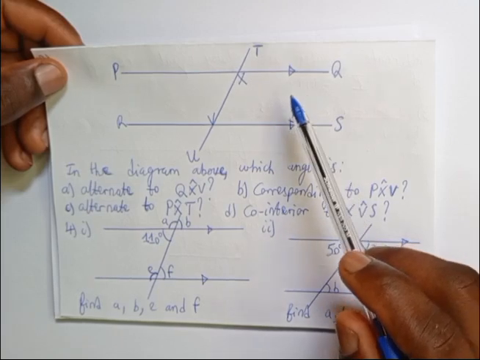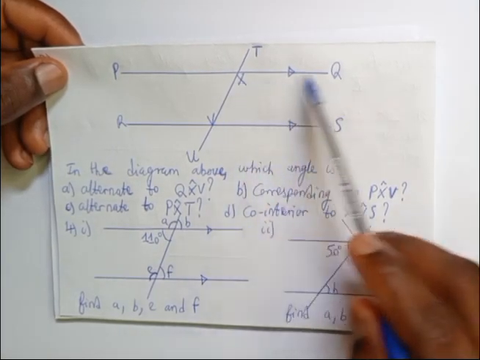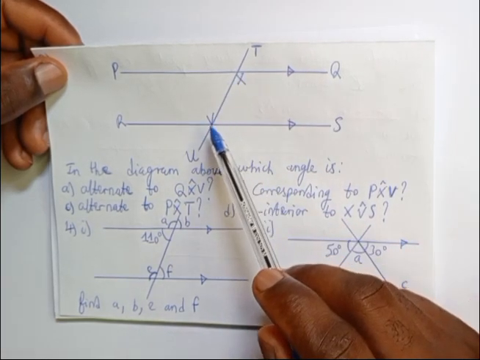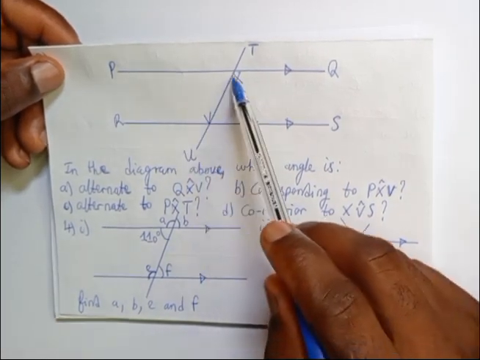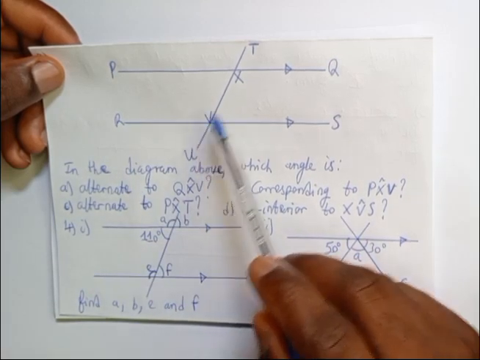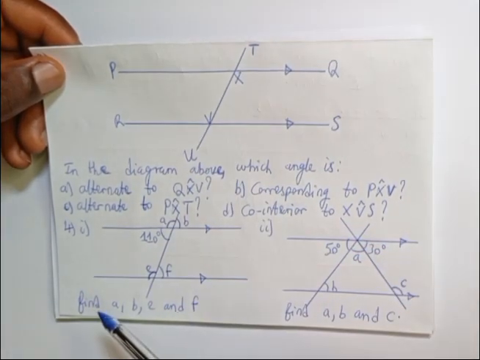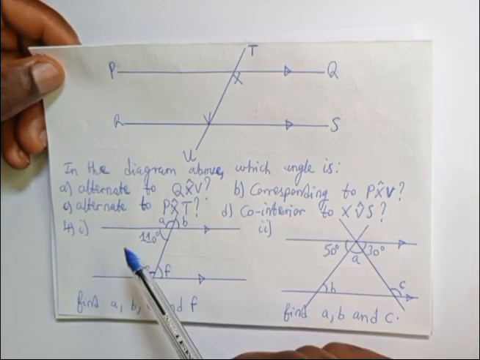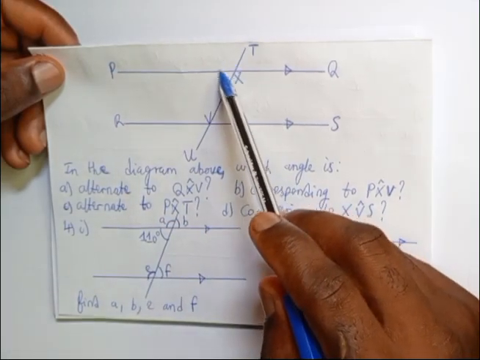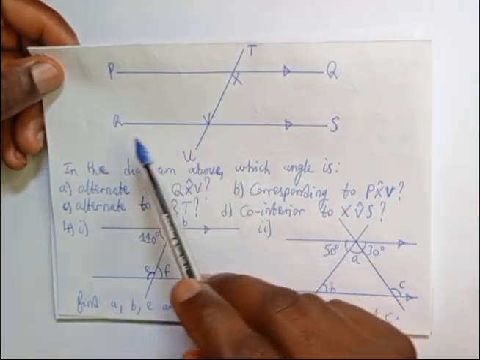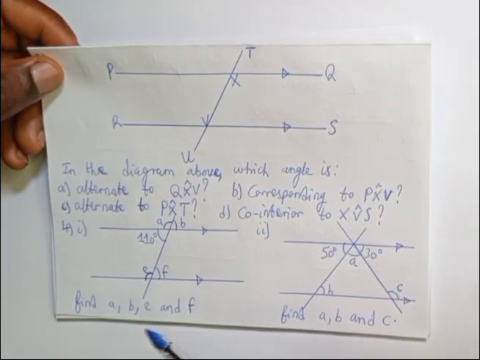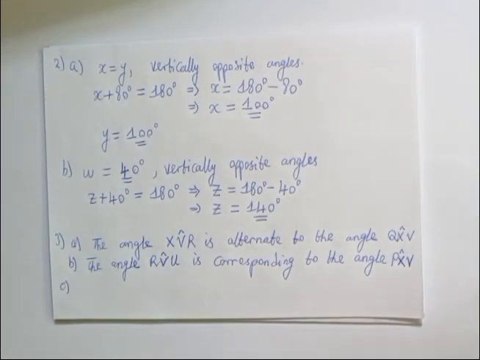If we take the angle VXQ, this angle, and the angle XVR, this angle, you see that they are alternate. That means they are the same. So for us to get the alternate angle of PXT, this one, it will simply be SVU, this angle down. That's how we get the alternate angle for the angle PXT.